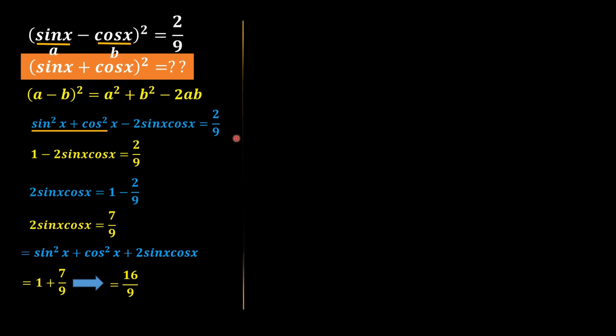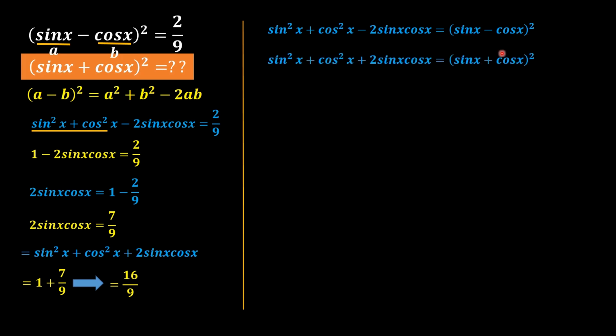Now I am going to tell you the second method for this question. If sin x is a and cos x is b, then the (a minus b) whole square formula can be expanded as sin square x plus cos square x minus 2 sin x cos x, which equals (sin x minus cos x) whole square. And we know that (sin x plus cos x) whole square is equal to sin square x plus cos square x plus 2 sin x cos x.